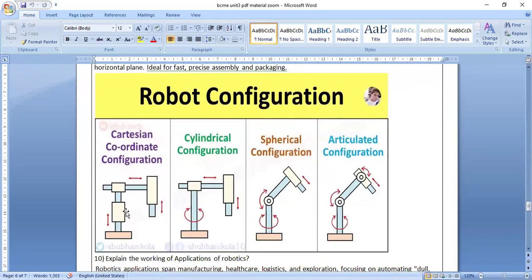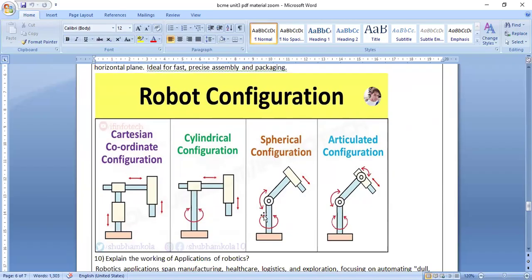This is a Cartesian coordinate configuration. See, this part will move front and back, and this part will move front and back too. So this is Cartesian; only XYZ motions are allowed. In cylindrical, you can see XYZ there. This is the front side, back side. One motion is clockwise and anti-clockwise. So this is XYZ with theta allowed.